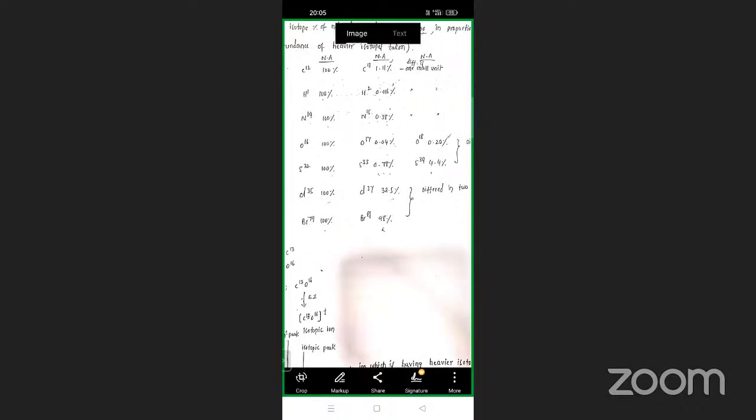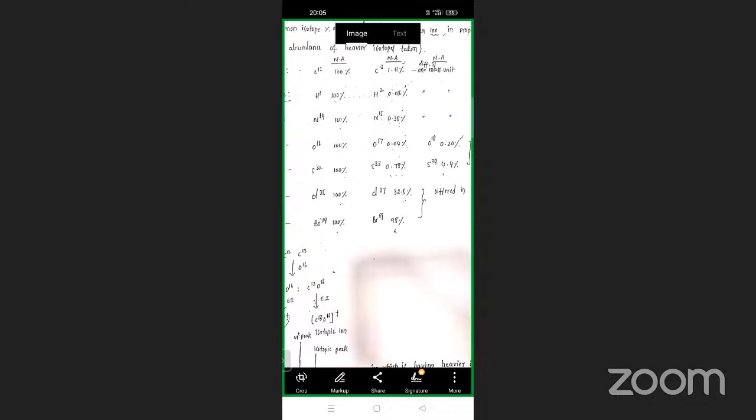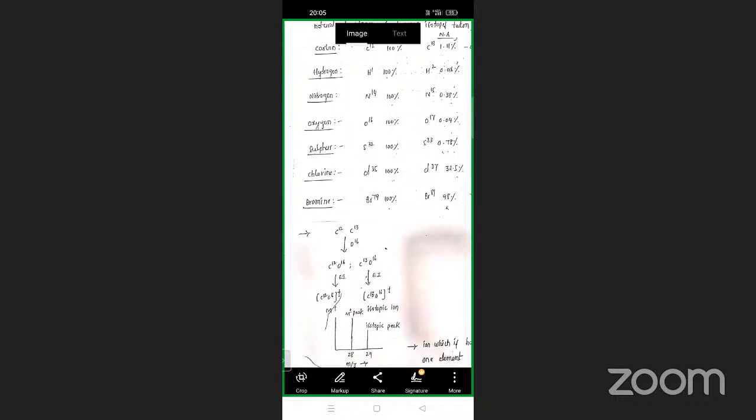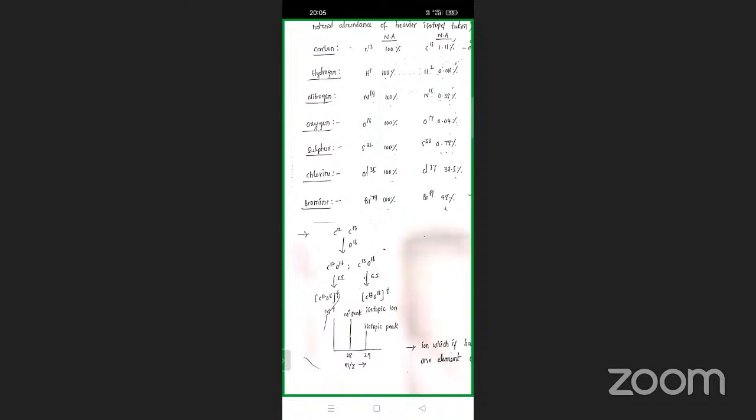Okay, and bromine 79 is 100%, and bromine 81, its isotope with two mass difference, where the natural abundance is 98% here. So almost it is 1:1, and chlorine is 3:1 here. So these are the natural atoms and their isotopes here, right?